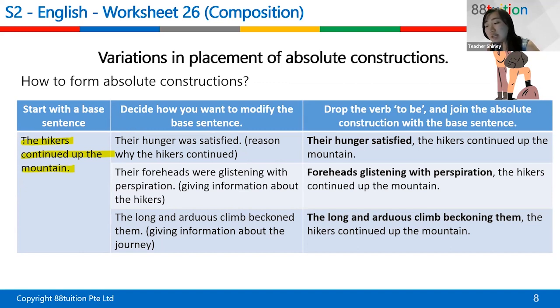So, how did they continue up the mountain? Their hunger was satisfied. That's why they continued up the mountain. Or maybe you want to give a manner: when they continued up the mountain, their foreheads were glistening with perspiration. So that's giving information. There are many ways you can expand and elaborate on it. You can give the reason why they continued. You can also give information about the hikers as they continued.